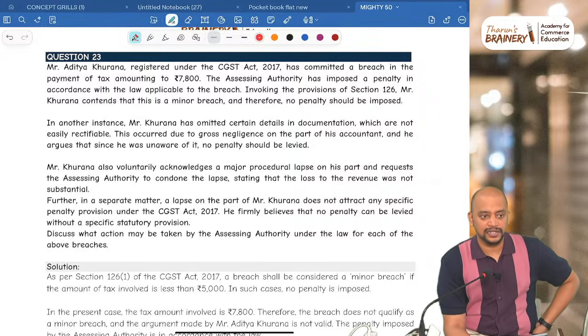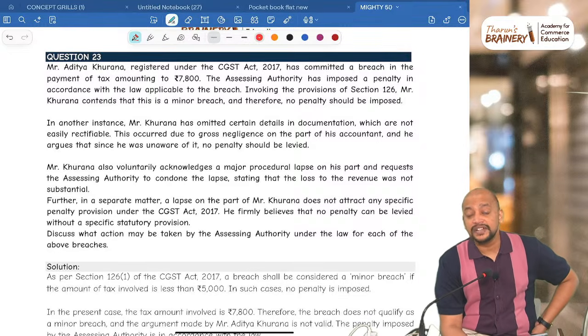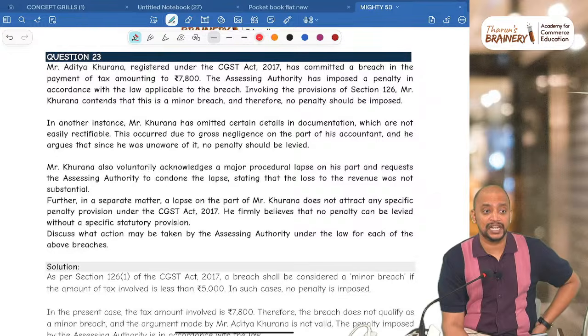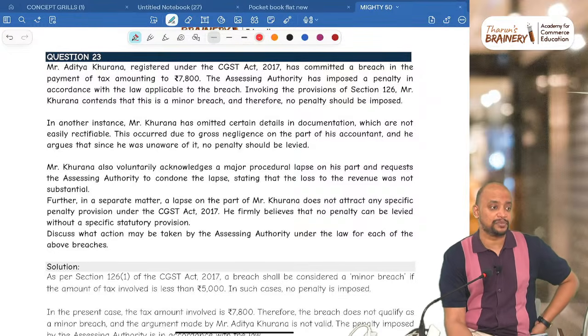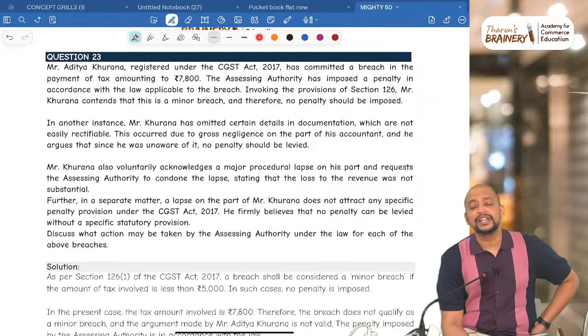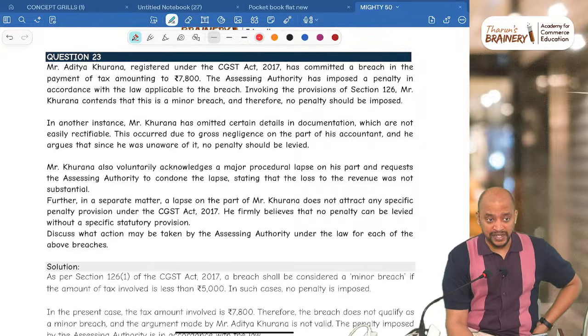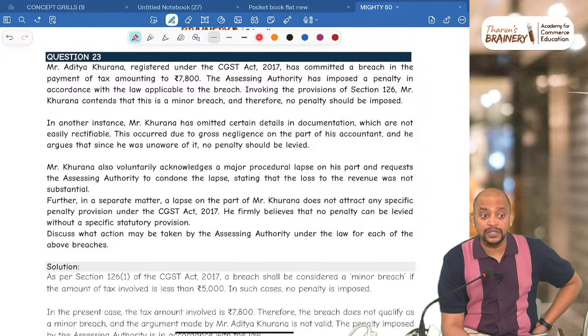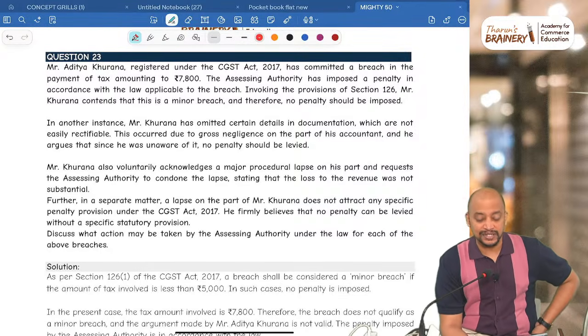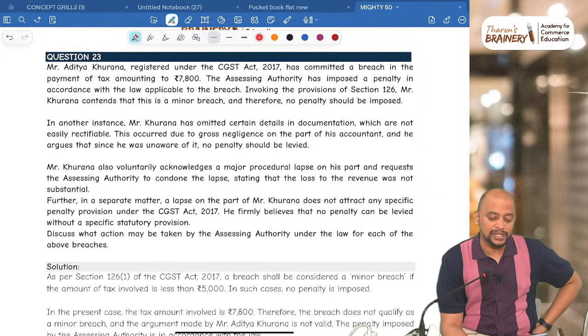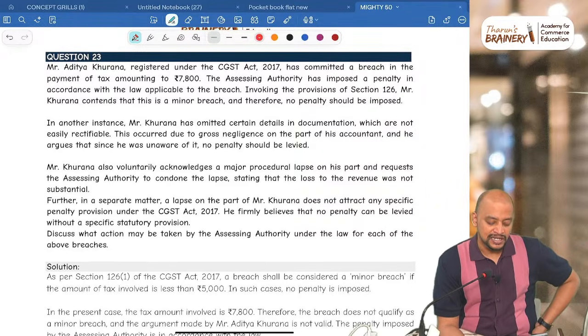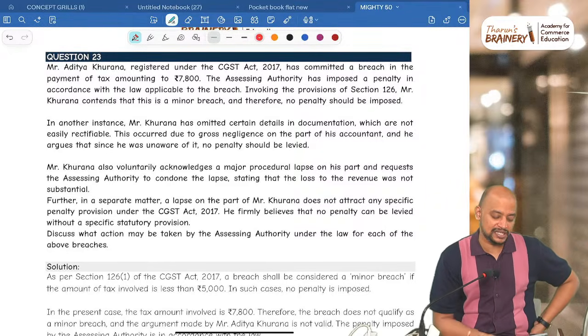What is your answer? Easily rectifiable? Only when it is easily rectifiable, there is no penalty. But here it is not easily rectifiable. So that provision says when there is an offence that is easily rectifiable and made without gross negligence. But here it is not easily rectifiable and moreover it is gross negligence. Therefore, the penalty cannot be waived in this case.